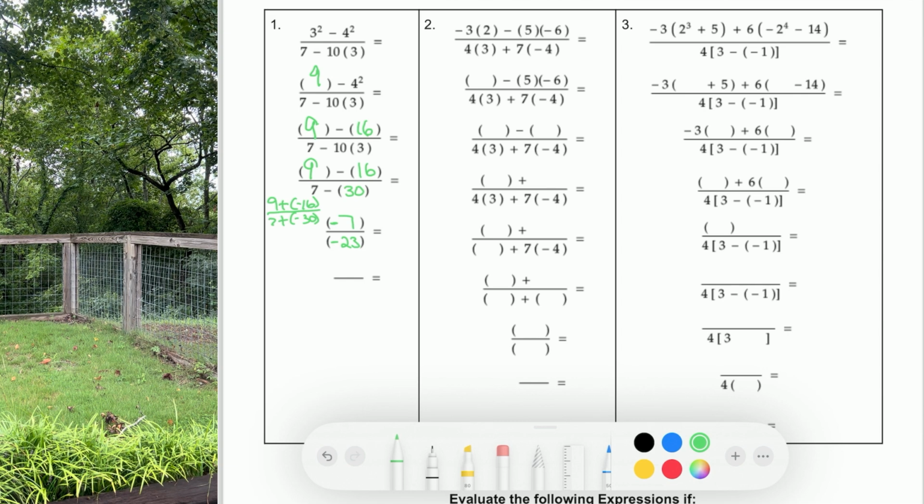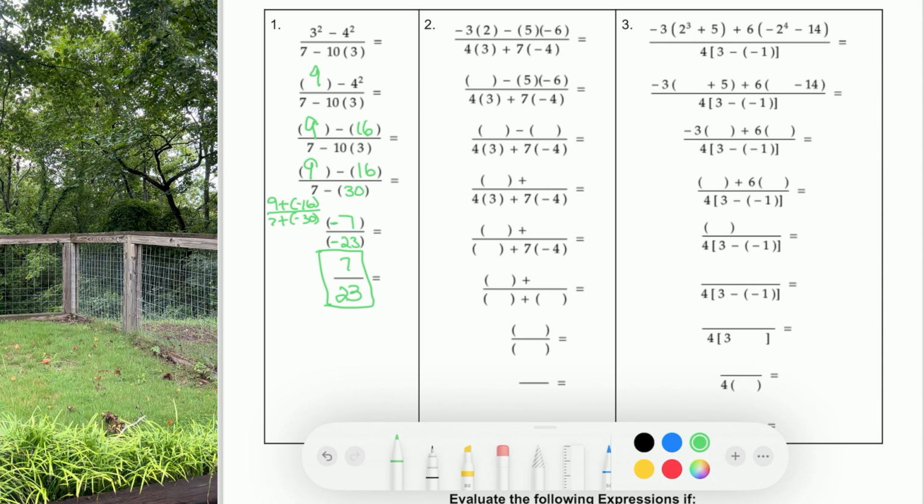Now you'll notice in this fraction, we have a -7 over a -23. Remember, a fraction is essentially division. So the division rule is if you have 2 negatives, that means your answer is positive. So if you end up with a fraction that has a negative in the top and a negative in the bottom, the numerator and the denominator, your final answer will be a positive fraction. Okay? All right, number 2.